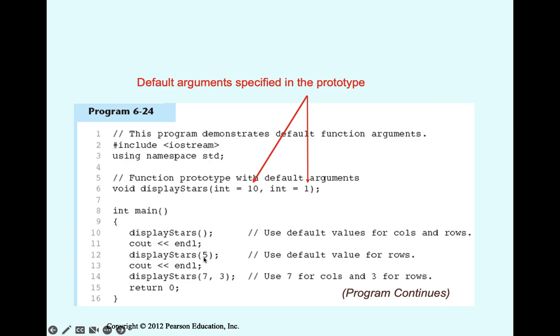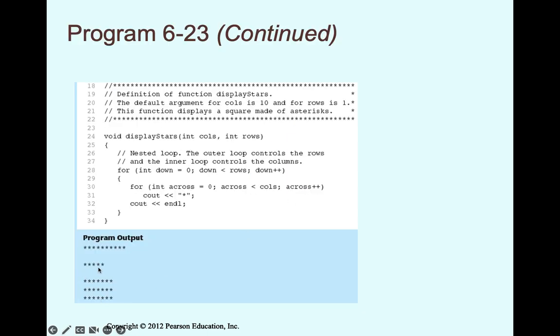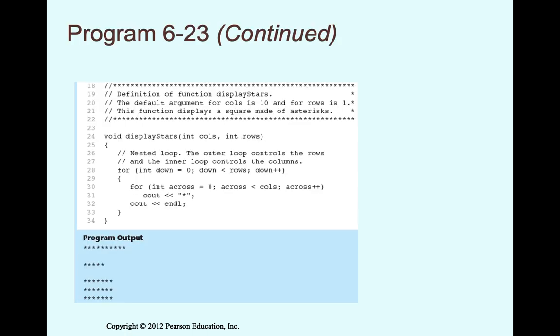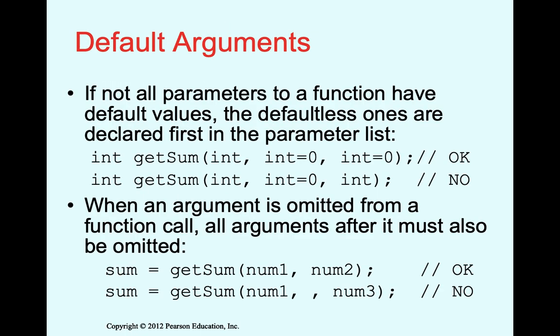If you give it only one value, it will print 5 stars in one line. So we change only the 5. If you give it 2 values, it will ignore the default values. It will give 7 stars in 3 lines. So this is what's happening here. This is the idea of the default argument.